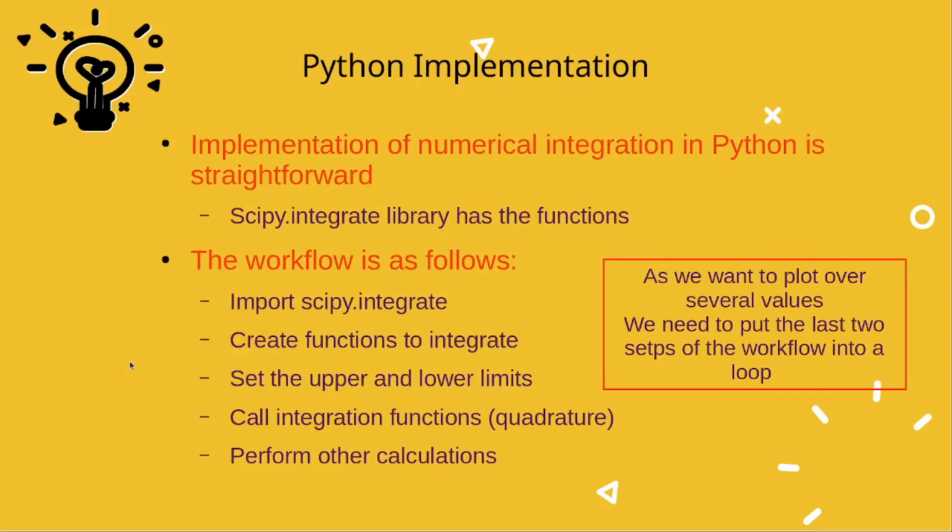So how do we implement this? Well, the scipy.integrate library has the functions. So the workflow is first we import scipy.integrate. Then we create functions to integrate. We set the upper and lower limits. We call the integration functions, and then we perform other calculations that are needed to calculate y. Again, as we want to plot over several values, we need to put the last two steps, which is calling that integration function and performing other calculations, into a loop, so that we can do that for every single value.